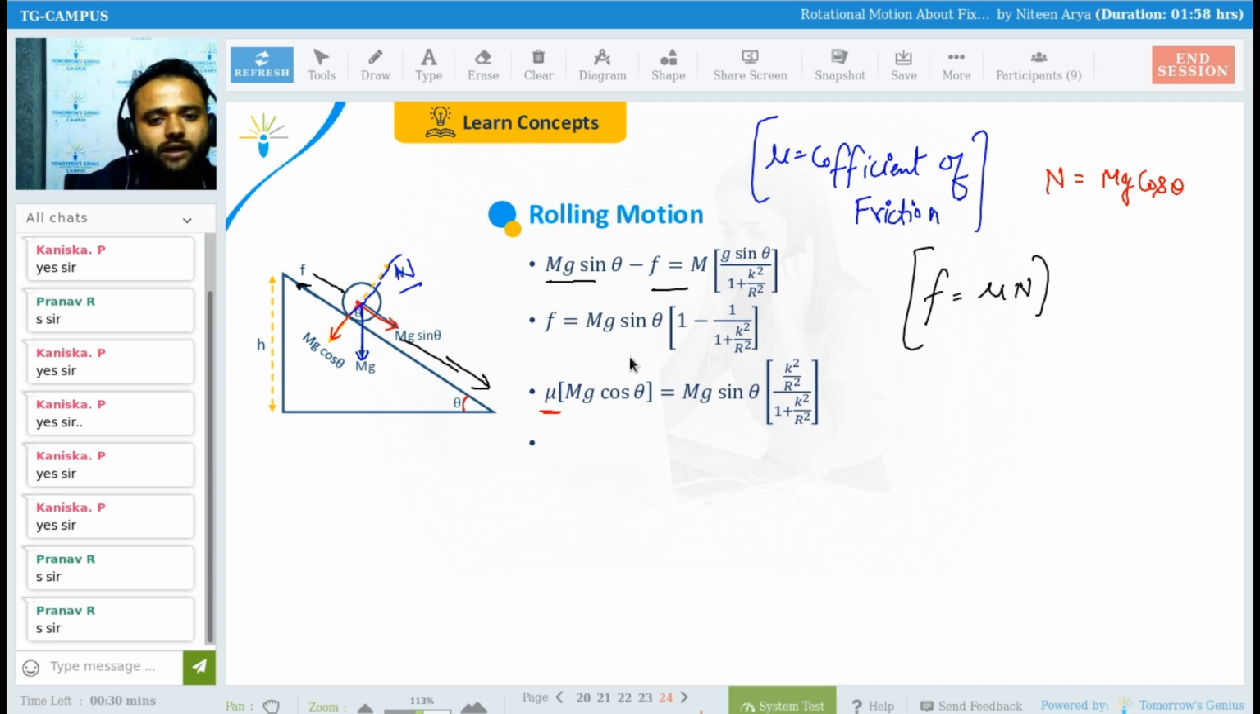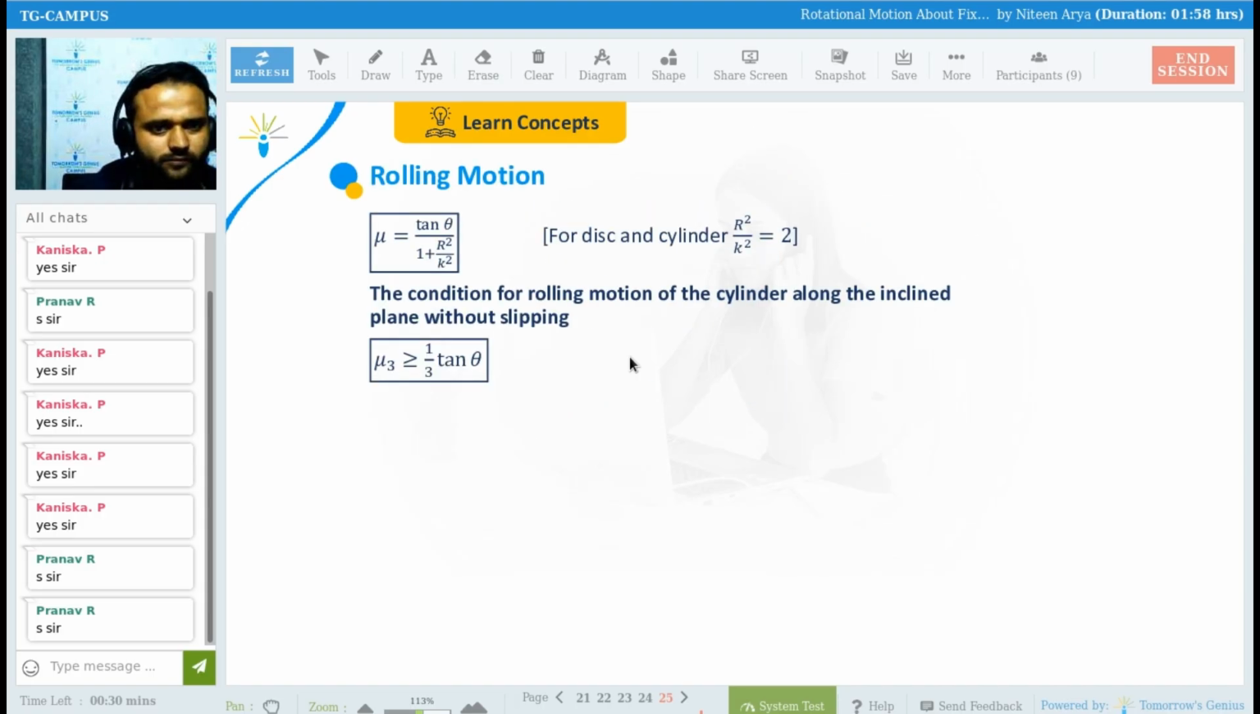So this is simply mu mg cos theta, mg sin theta, k square by r square, 1 plus k square by r square. Basically, this is going to be there, and mg sin theta is going to be taken as a common, and we do this calculation altogether. So mu is going to be tan theta 1 by r square plus k square, and that is an important one.